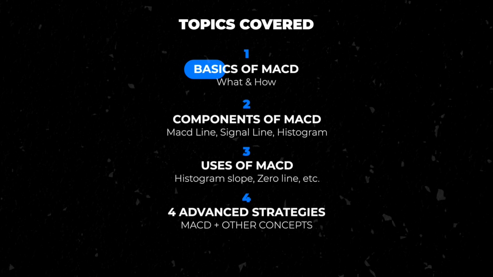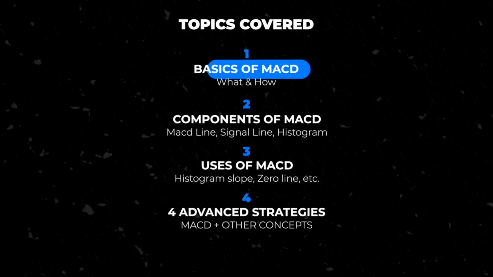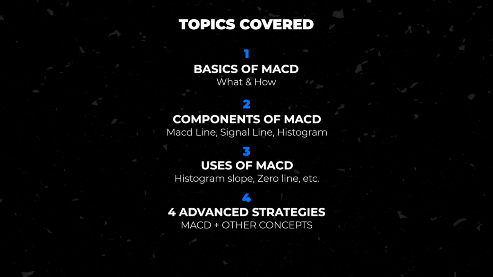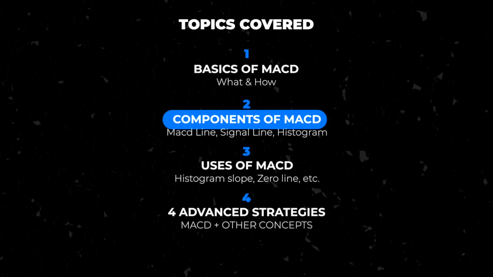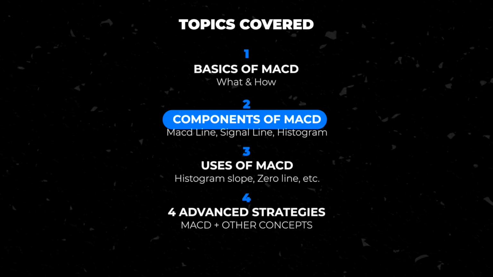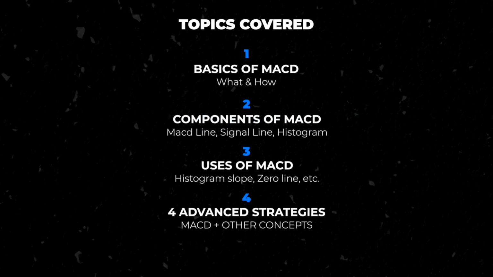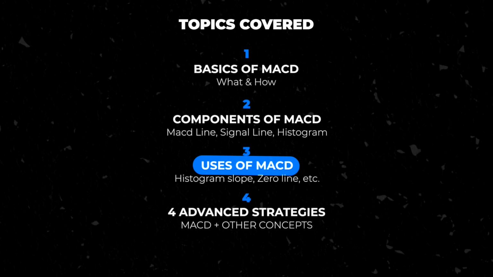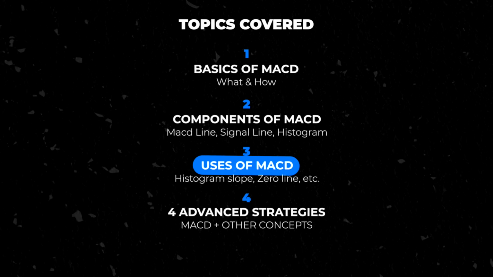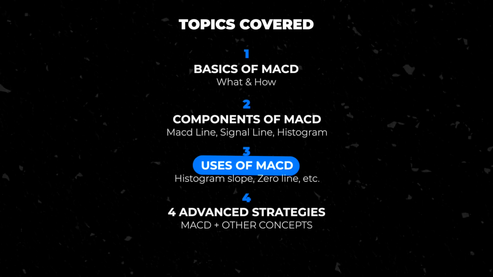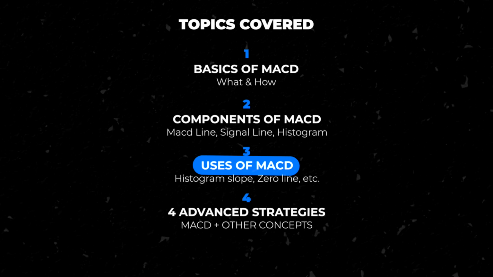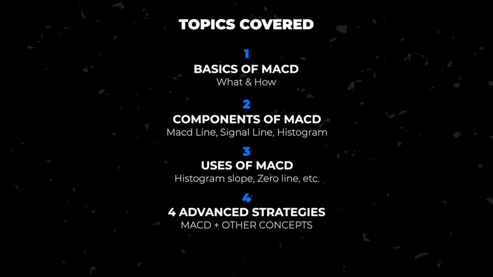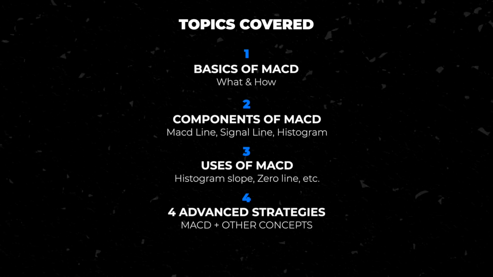We will cover the basics of the MACD indicator, including what it is and how it works. We will accomplish this by understanding the components of the MACD, such as the MACD line, signal line, and histogram. Next, we will dive deep into the uses of the MACD indicator, including the histogram slope, crossovers, zero-line crossovers, zero-line pullbacks, and divergences. You will learn how to use these techniques to identify trade opportunities.